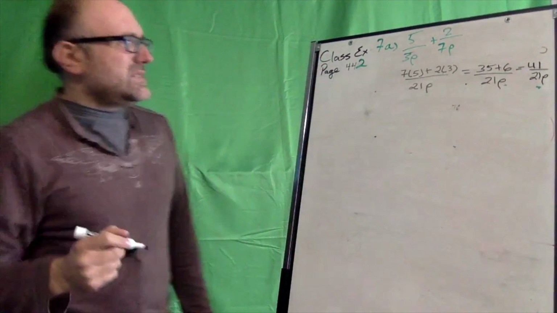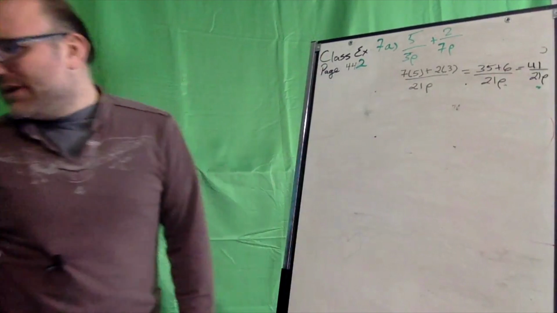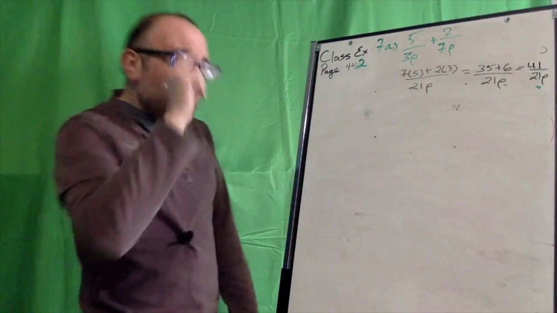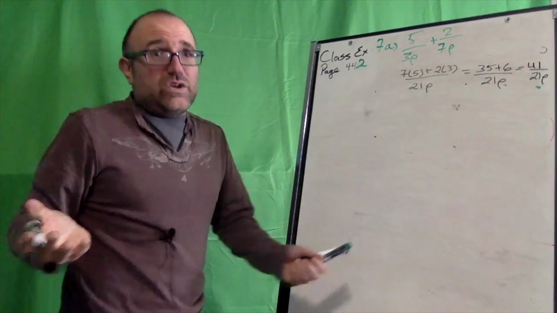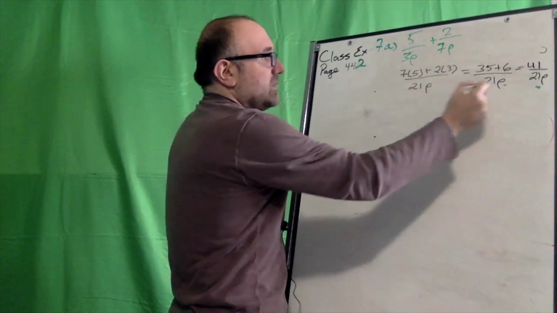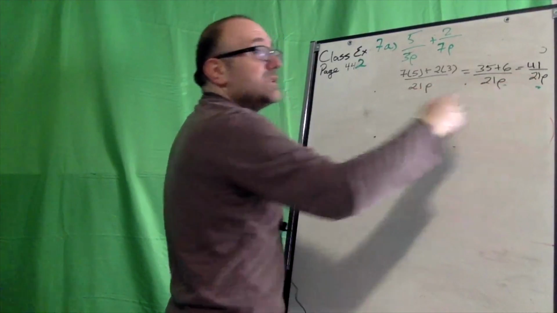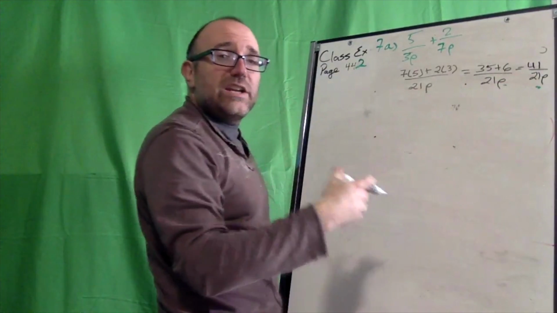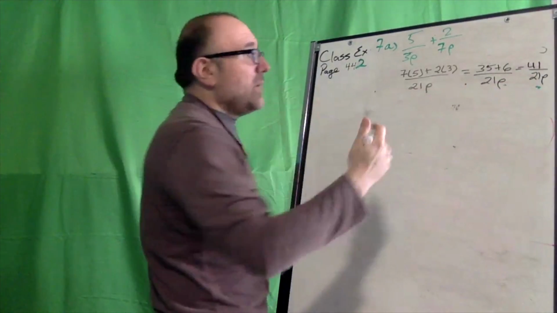41, I believe, does not go nicely into any number. So 41 over 21p. One more step, restriction. What is the restriction for this? Well, looking at 21p, because there's nothing else associated, just 21 with the p, p cannot be equal to 0.